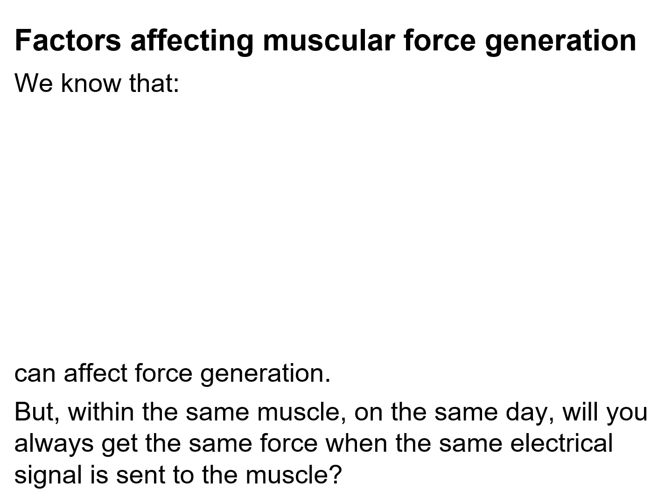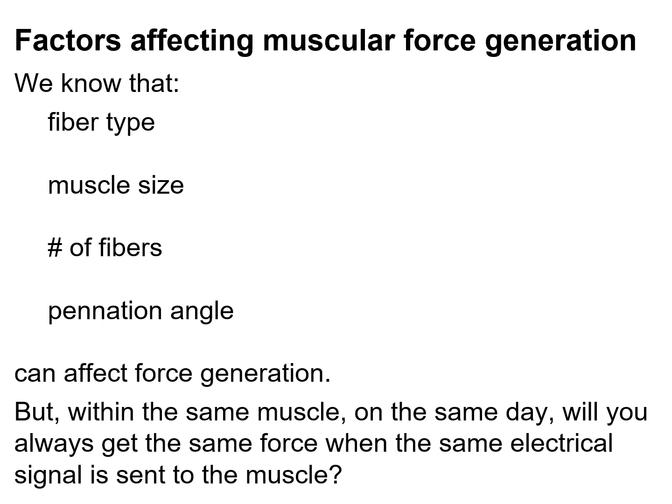So, factors affecting muscular force generation, excuse me. We know that fiber type and all these factors affect how much force can be produced by muscles. Fiber type has an effect. The muscle size, obviously: the bigger the muscle, the stronger it is. The number of fibers: the more fibers, the stronger a muscle can be. And the pennation angle. Remember, the more pennation angles there are, the more force can be generated, but at a slower rate than our parallel muscle fibers.